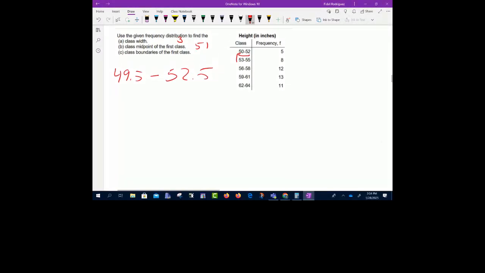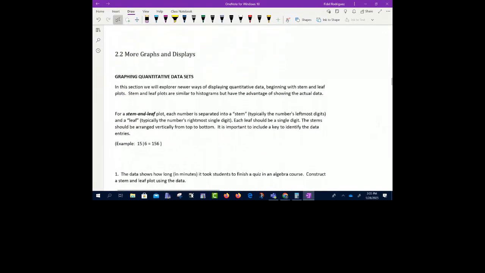There you go. Okay. The class boundaries of the first class. If you had $50 and you spent 50 cents, how much money would you have now? $49.50. And if you had $50 and you, I'm sorry, $52, and you found another 50 cents, wouldn't you have 52 and a half? And there you go. All right. That's all we had to do. All it asks us is, what's the class width? What was the midpoint of the first one? What were the boundaries of the first one? Okay. All right. That was the last problem.